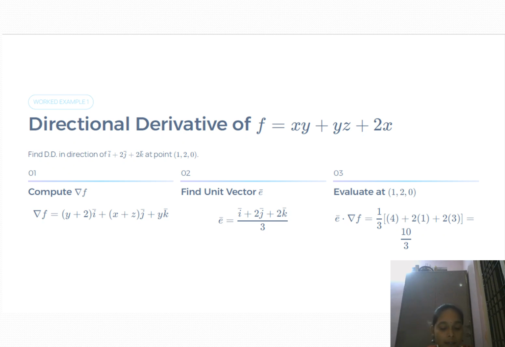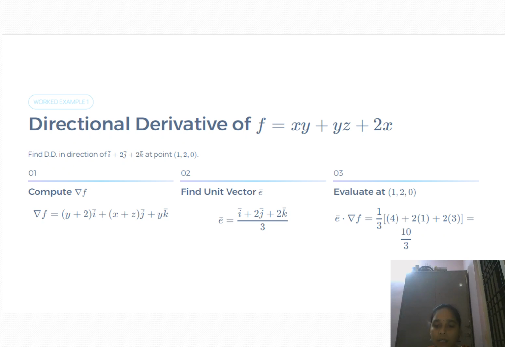Now we'll find the directional derivative. The directional derivative is equal to e bar dot del f. This is the formula. Here they gave del f is equal to (y plus 2) i bar plus (x plus z) j bar plus y k bar. Now here e bar is equal to 1 by 3 into (i bar plus 2j bar plus 2k bar).